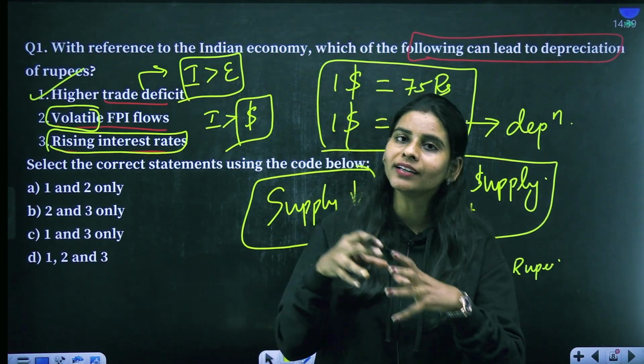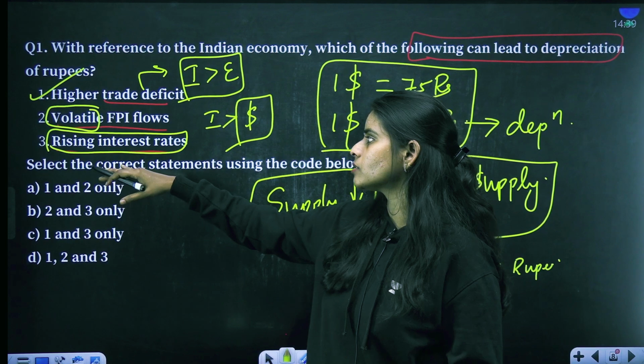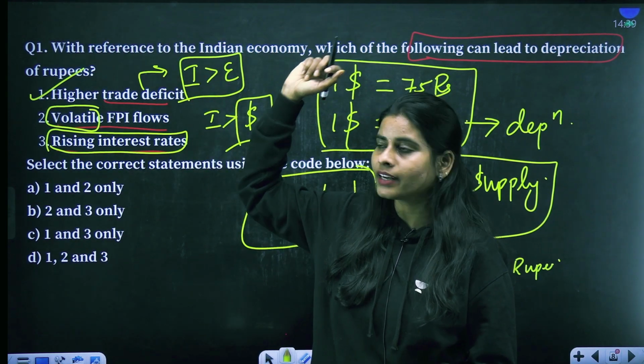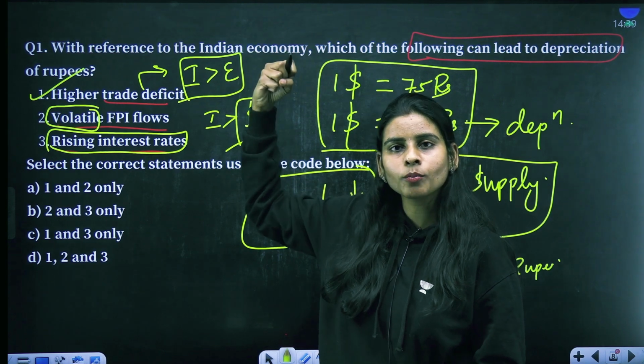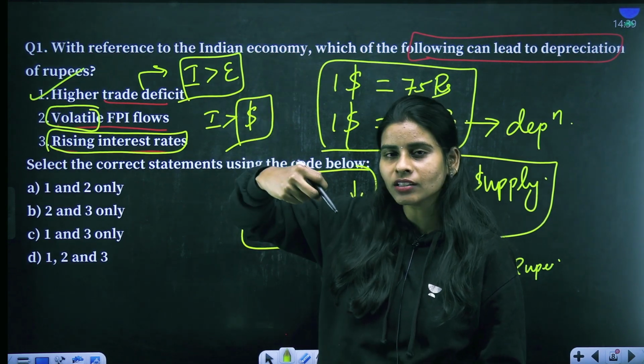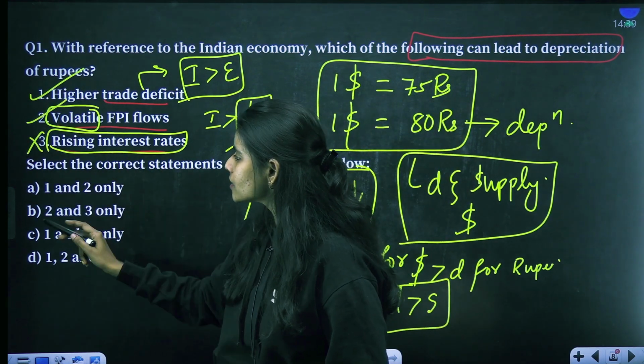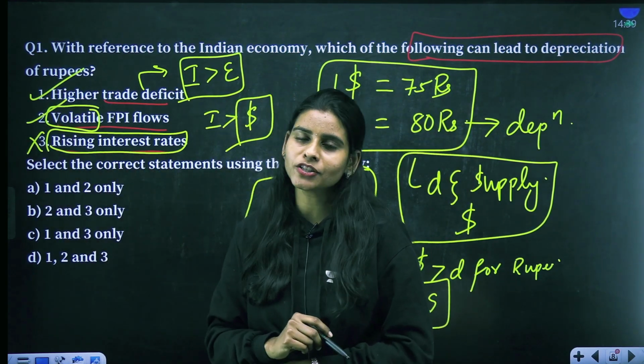So in that case, it will attract the money flow. Money will enter the country if the interest rates are higher, as in the case of the United States Federal Reserve, right? The rate cut attracted so much investment, especially in the United States bond market, right? So this is not true. So the correct answer for this question is 1 and 2 only.